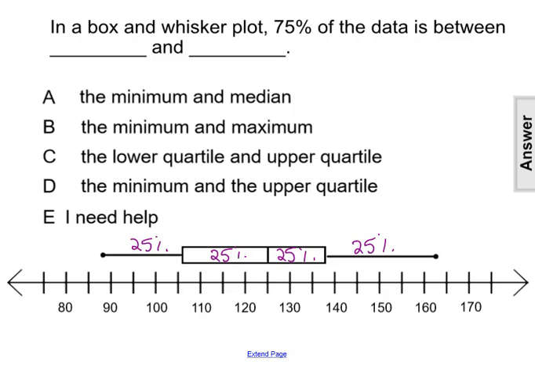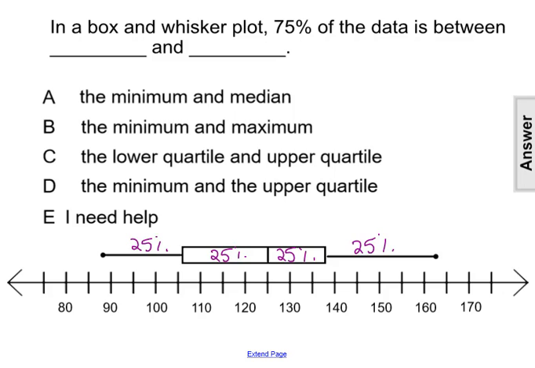So let's first think about the minimum and the median. So the minimum is going to be here on our graph. And the median is going to be here. So in between that minimum and median, it looks like we only have 50%, not 75%. So choice A is not our answer.